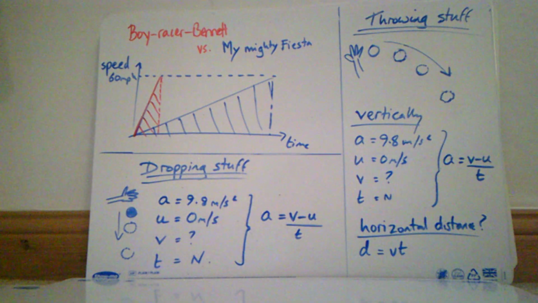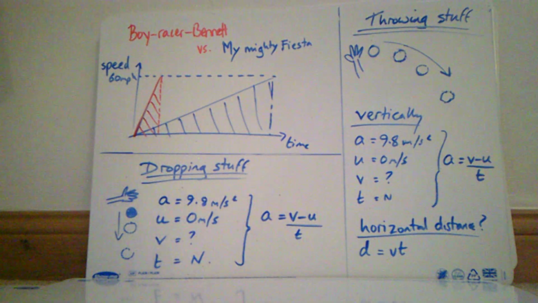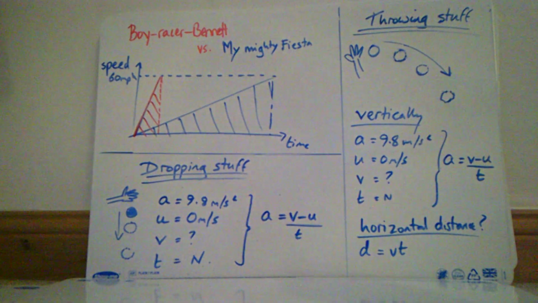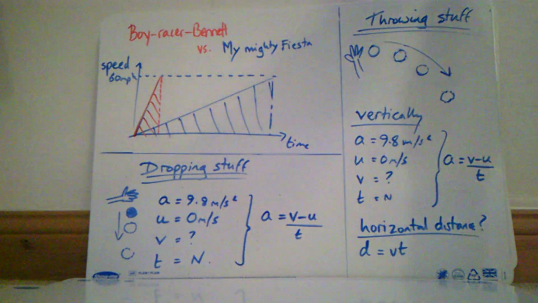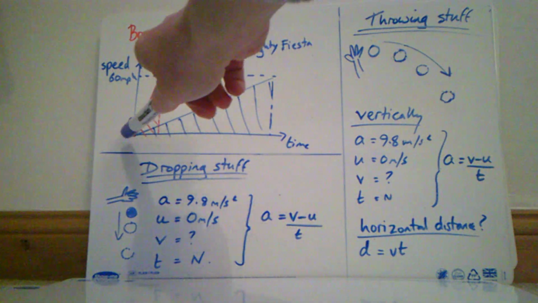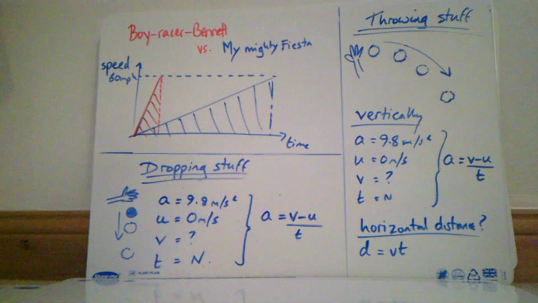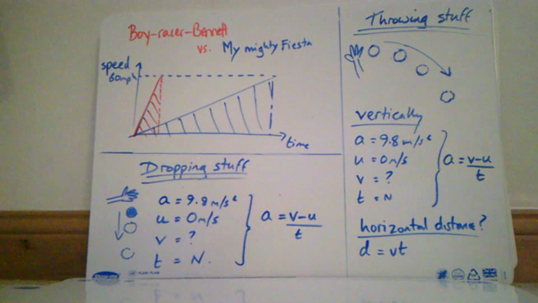What are we seeing here? This is, I suppose, interpreting speed time graphs. So, Boy Racer Bennett versus My Mighty Fiesta. Boy Racer Bennett accelerates away from some traffic lights, and in a very short amount of time reaches 60 miles an hour, because his car is very rapid and it's great.